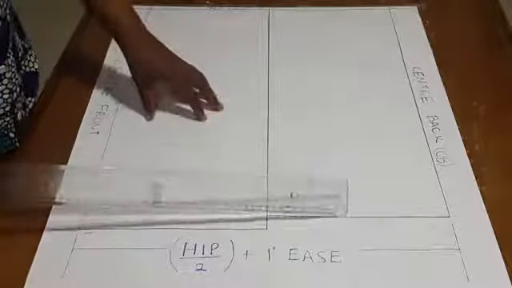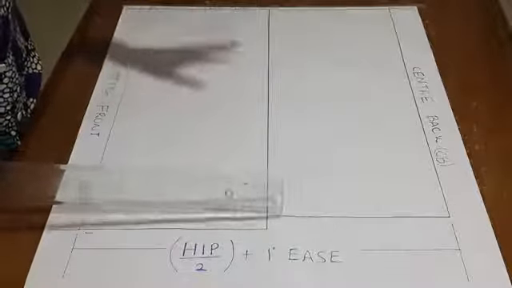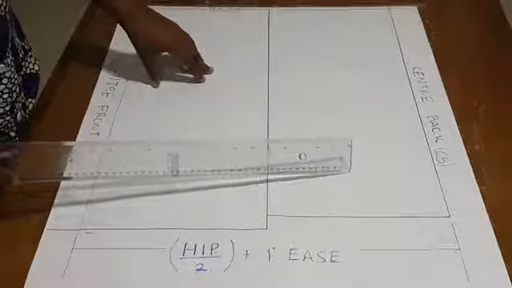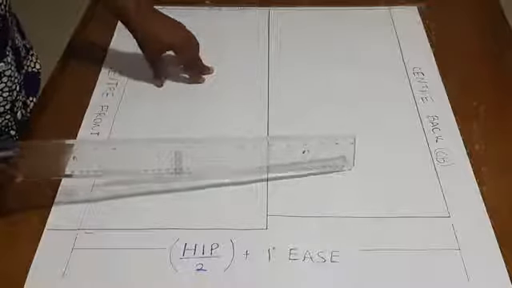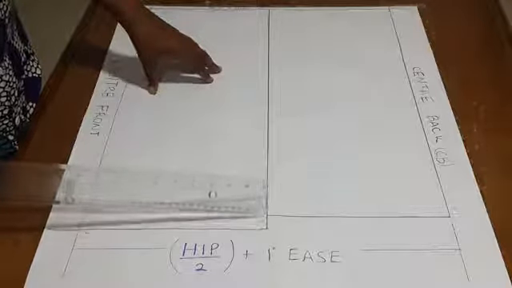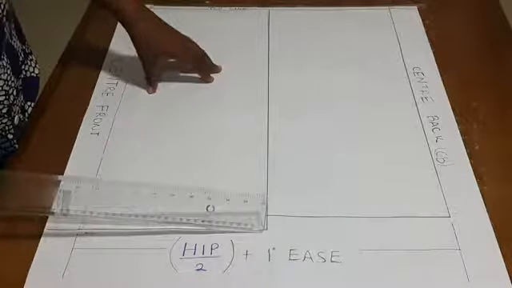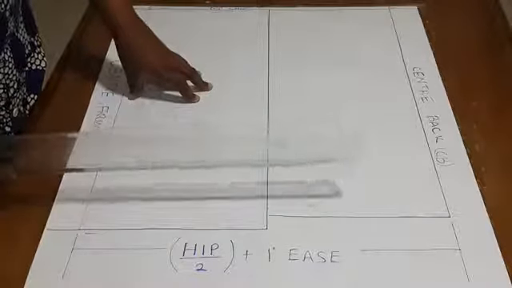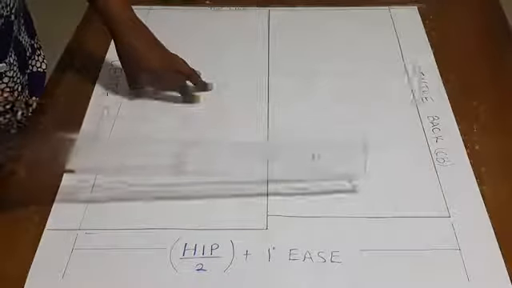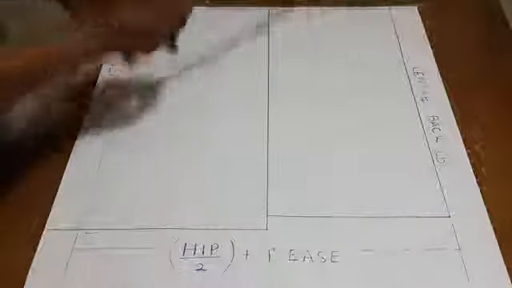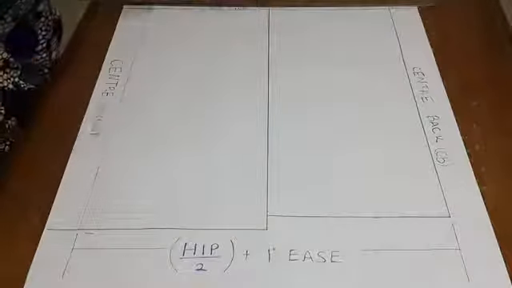Now you observe that difference that I mentioned in the half length. The half length front is 16.5. The half length back is 15.5. The difference between the two is 1 inch. That is why we are having this difference in the length of the pattern. Now the width of the pattern is the hip circumference divided by 2, then plus 1 inch for the block. Okay, let's continue.